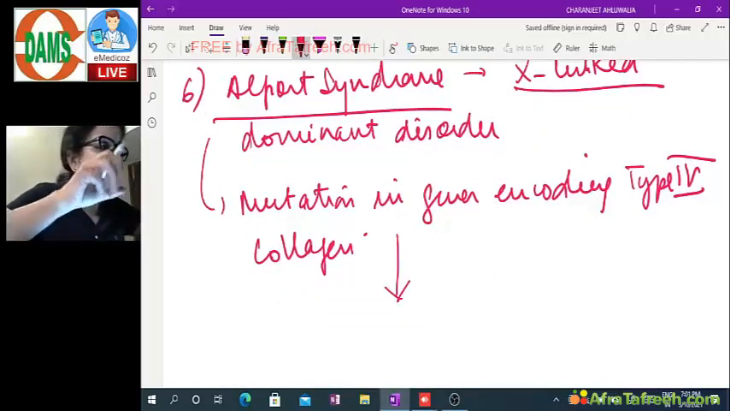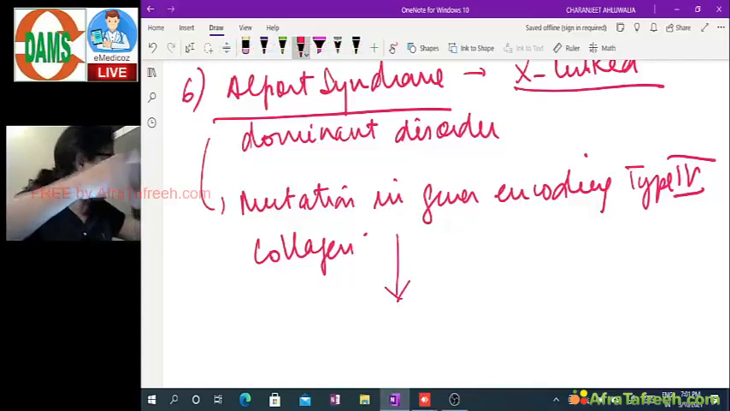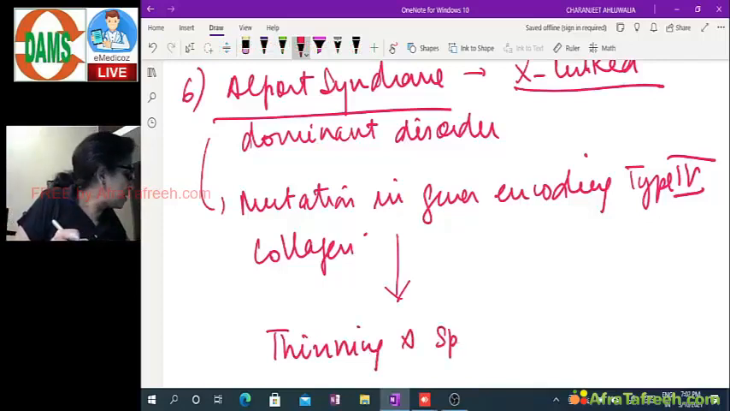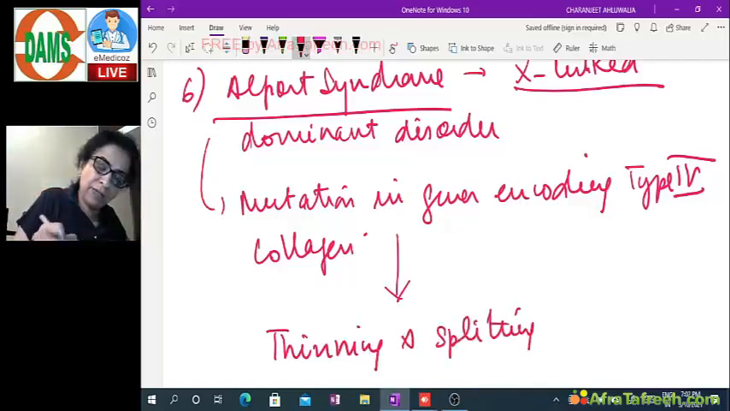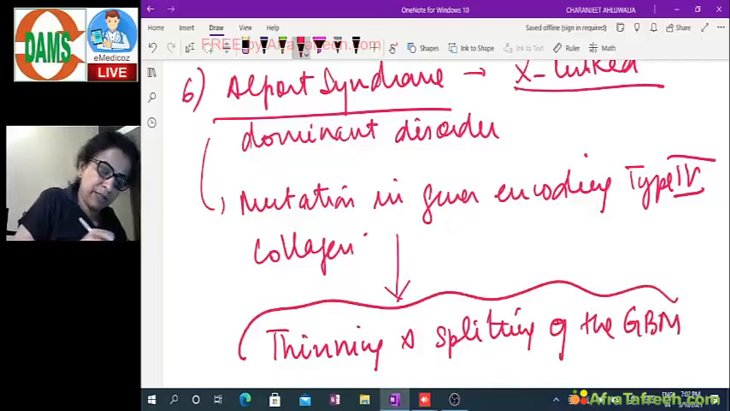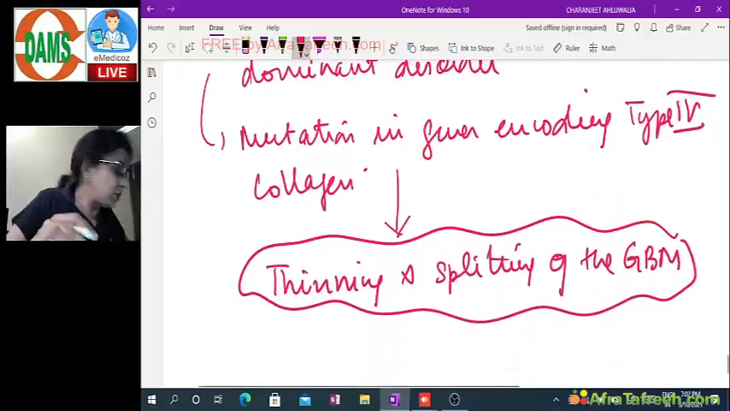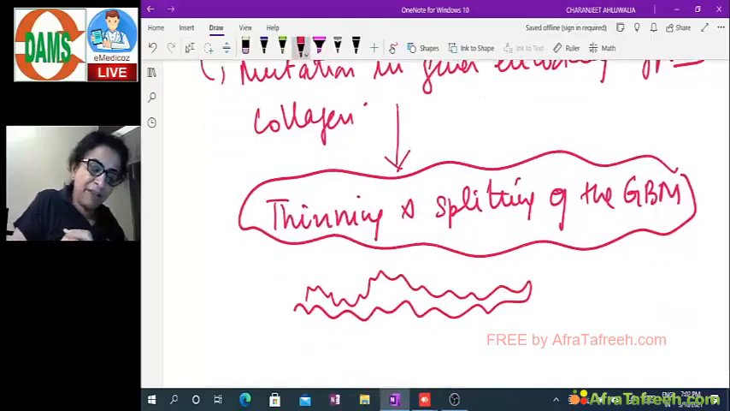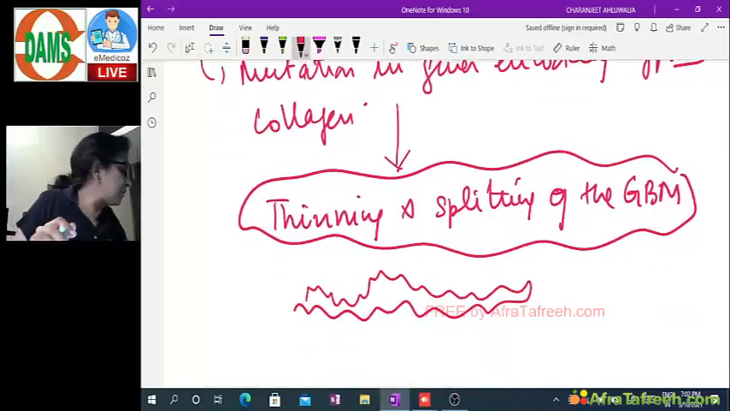becomes broken up, thick in some places, thin in others, and laminations appear in it. So there is thinning. This produces thinning and splitting of the GBM. So the GBM is fragmented in places, so it will be something like this. The GBM becomes very irregular, thinned out, and it may split also. Thinning and splitting of the GBM.